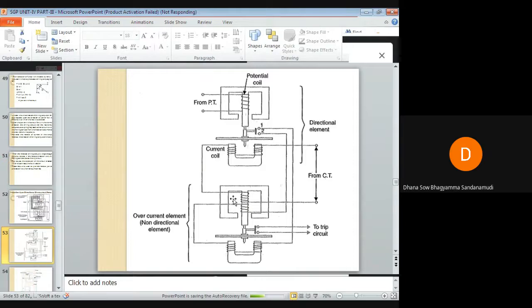So the directional unit is made very sensitive so that for the lowest value of voltage, which may be anticipated under severe fault conditions, sufficient torque is produced by the current to complete the operation and allow its contacts to close. Means at the lowest value of fault current, for the lowest value of voltage across the secondary, this directional element will operate.